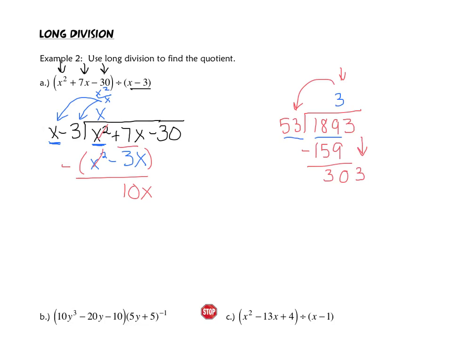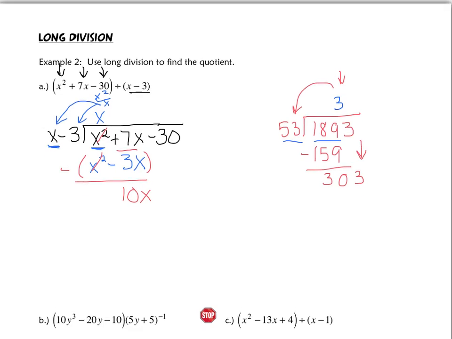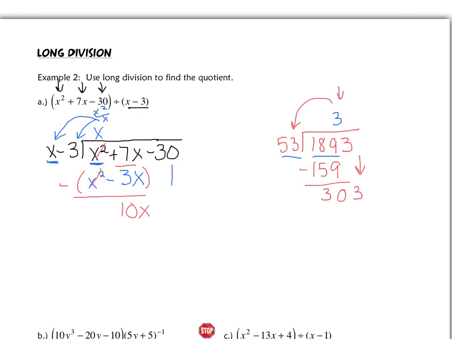The most common mistake is that kids will write that it's 4x because they just look down the column. They're like 7x minus 3x, that's 4x. Remember, you have to distribute that minus sign. 7x minus a negative 3x. And just like over here on the right with the numbers, we're going to bring down this minus 30.